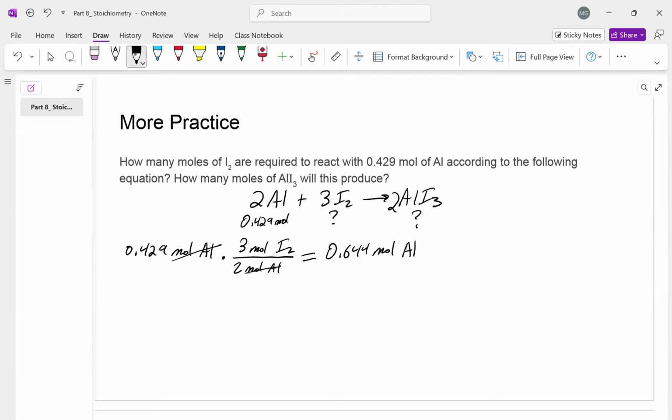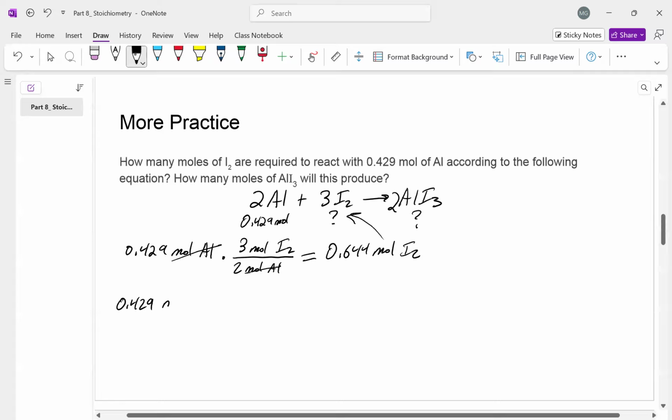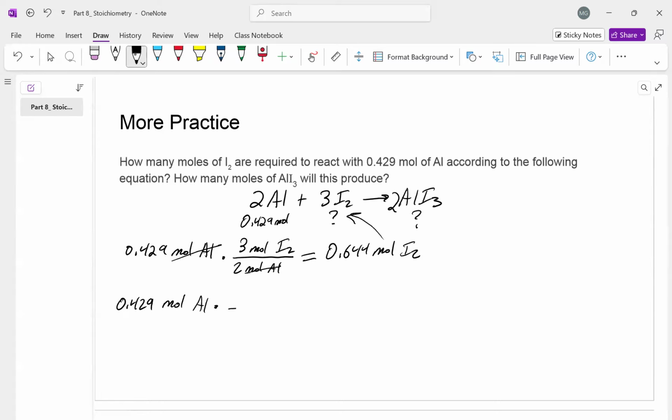Now, how much of the product is this going to make? In theory, I could use either number because now I know how many moles of iodine it requires. So I could start with either the 0.429 or I could start with the iodine. So it doesn't matter which one I start with. I'll just keep it consistent and start with the moles of aluminum. But I encourage you, try this calculation by starting with the iodine and figure out how much product you'll get. And you'll end up with the same exact answer.